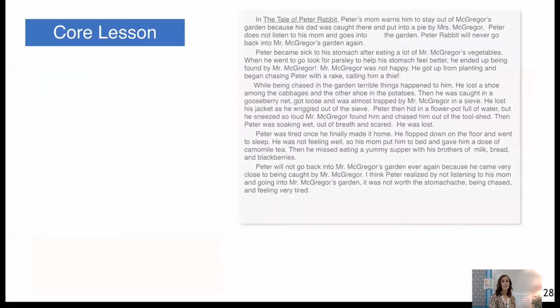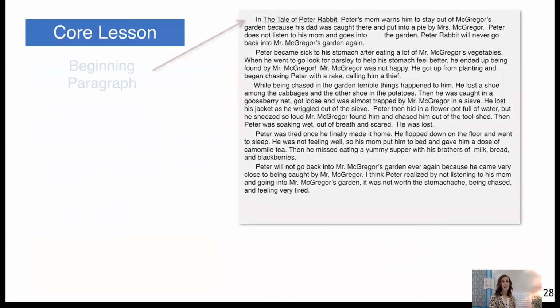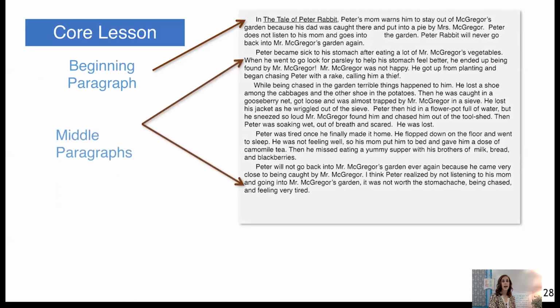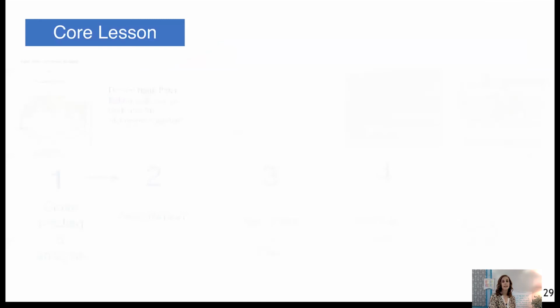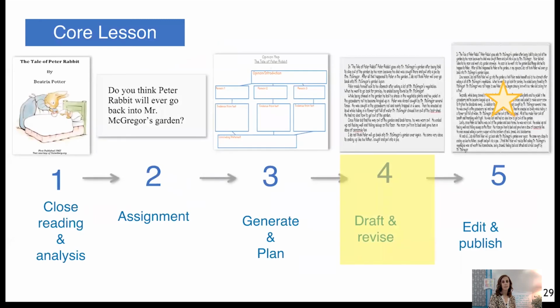Now I have my entire draft completed. I have my beginning paragraph, which is from my introduction opinion box on my organizer. Then I have my three middle paragraphs with my reasons stating my supporting evidence. Last, I have my ending paragraph, which is my concluding statement. In total, I have 5 paragraphs for my essay. Now that my draft is completed, the next step in the writing process is to revise.